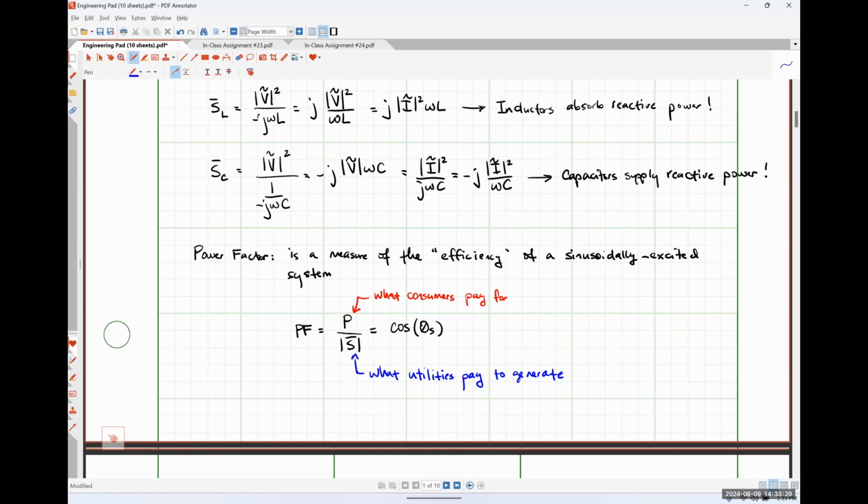So in our homes, the overwhelming majority of the loads that we deal with are reactive. So if we think about our televisions and computers and stuff like that, all of those are resistive loads. Our lights are resistive loads.